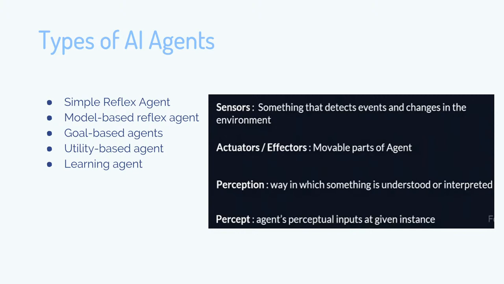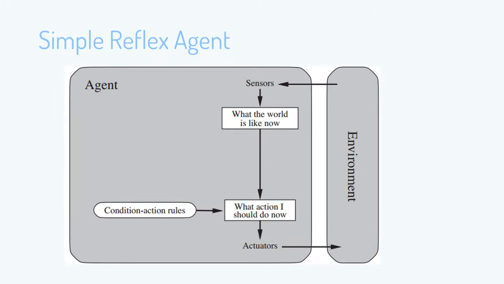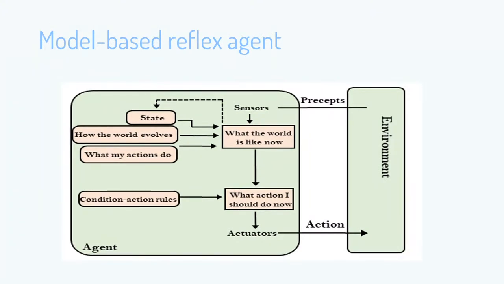First of all, the simple reflex agent. This is the architecture of a simple reflex agent. We need sensors and some actuators. Based on the sensor data we come to know the details, and then we perform the actions. What type of action we need, that is the simple reflex agent. Next, the model-based reflex agent architecture is this one. Along with the sensor data, we keep state, how the world evolves, and what my actions do. Based on the sensor we have some conditions, and then some rules for the actuators. This is the model-based reflex agent.